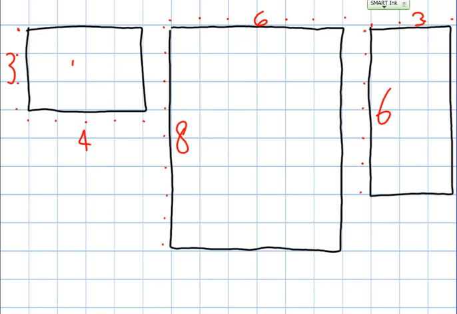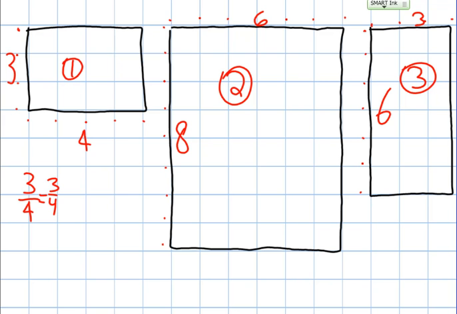I'll just label these 1, 2, and 3. Number 1, I would just put the 3 over 4. And 3 over 4 is equal to 3 over 4. That cannot be reduced down anymore. Rectangle number 2, I'm going to work on the inside, would be 6 over 8. Well, those are both even numbers and they're big. I think we can reduce that down. We'll divide by 2, and we get 6 divided by 2 is 3, and 8 divided by 2 is 4.